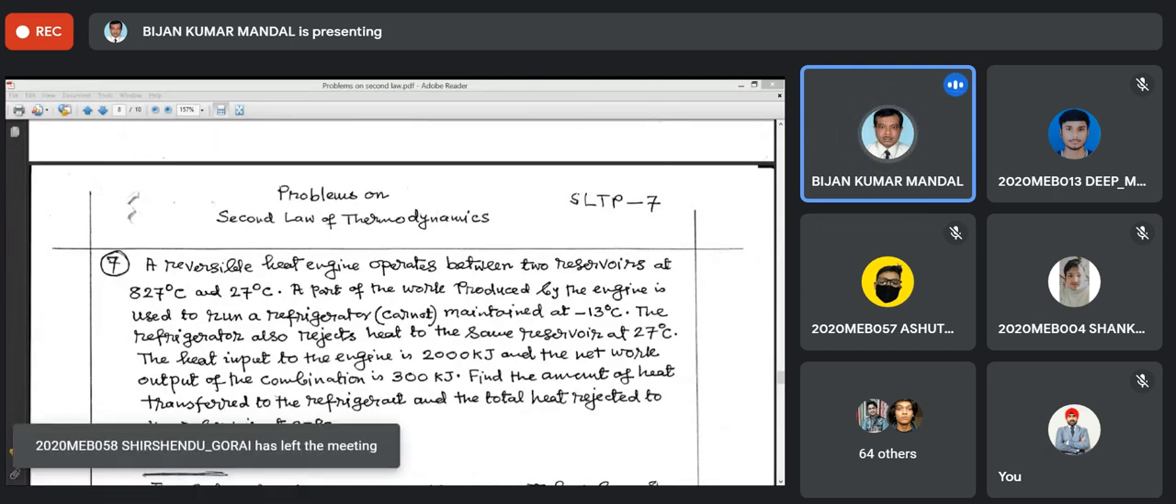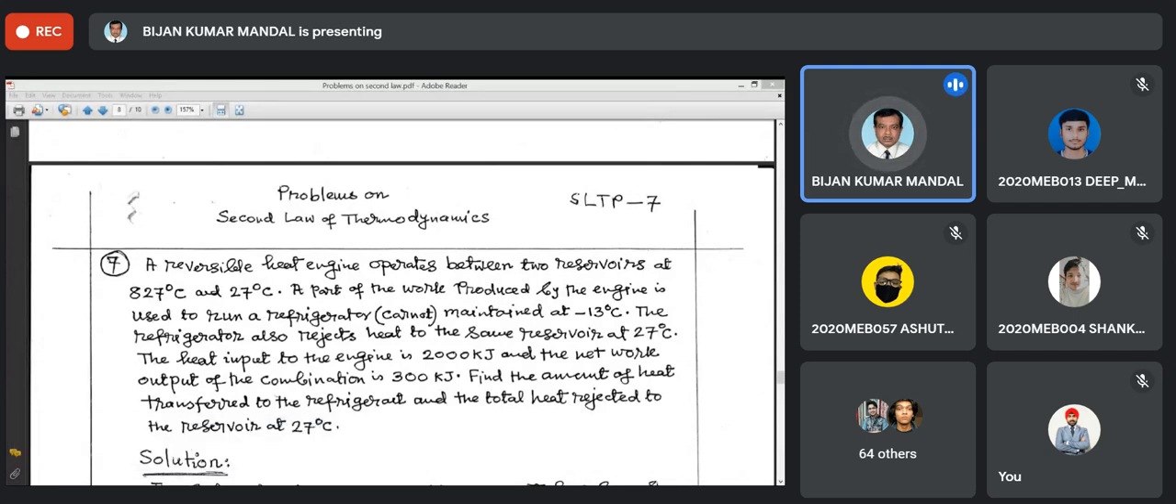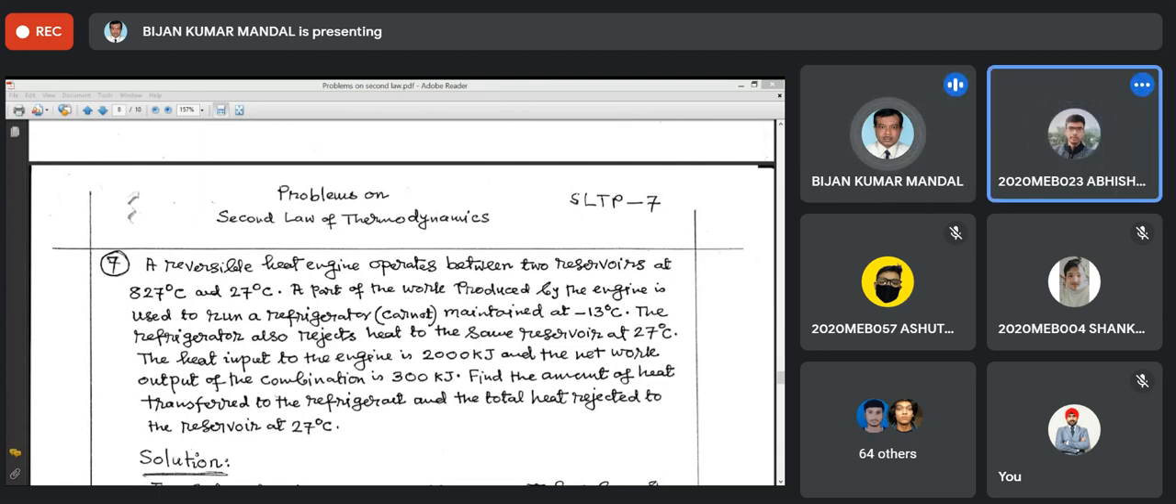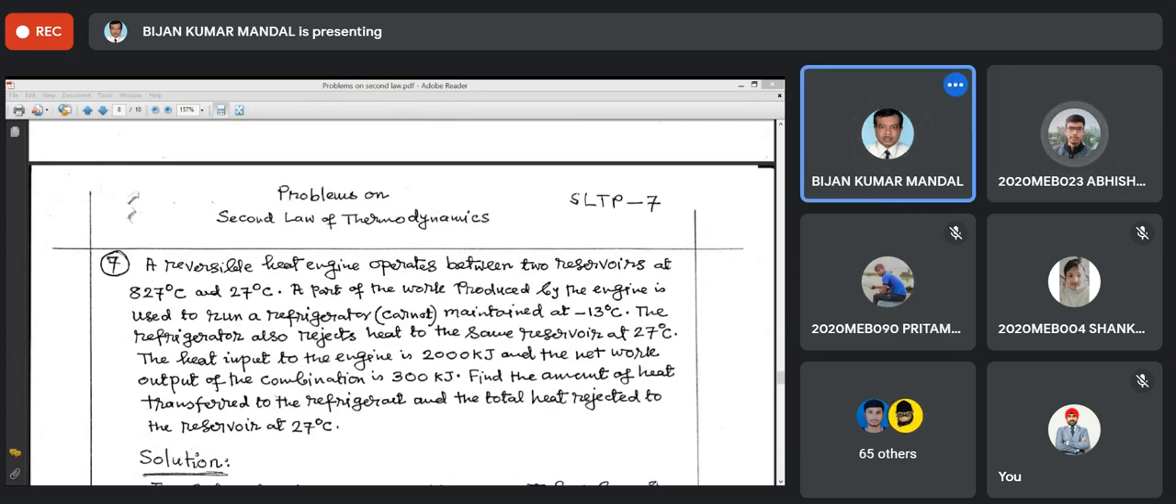Now many people will come. So now roll number 20. No, 20, no, 13. Hold on. Roll number 23, Abhishek. Abhishek? Yes, sir. What is the meaning of that word? That is the net work output of the combination is 300 kilojoule. Hello, sir. Hello. Yes, sir.